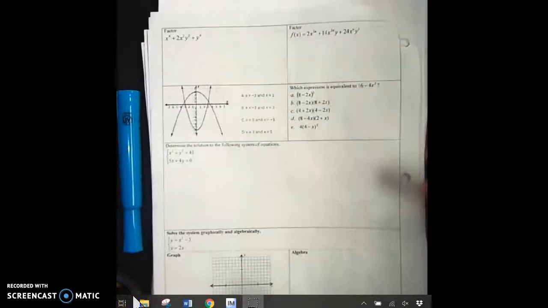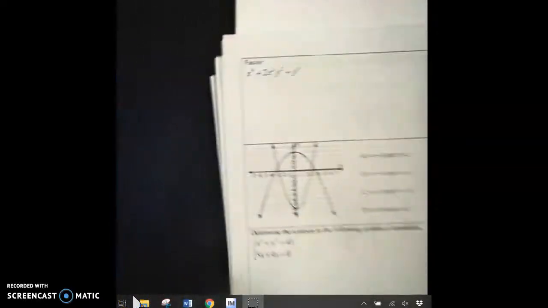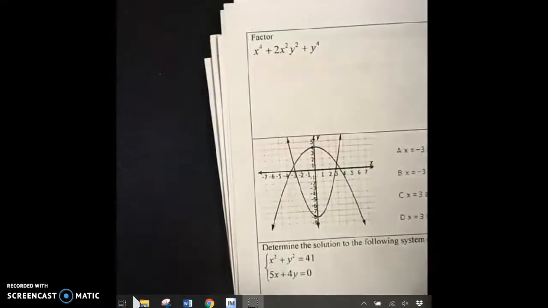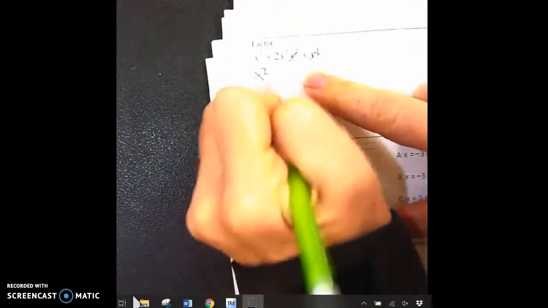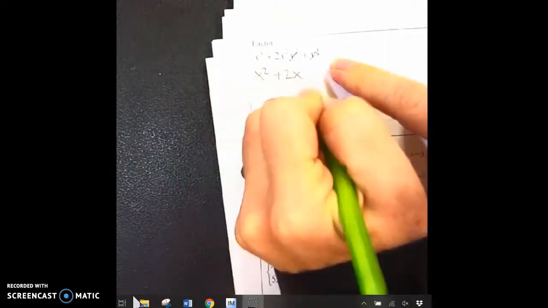Okay, it looks like we have more factoring. Let me zoom it in. So again, let me play the game. What makes this difficult? The fact that the y squared isn't there. So this is really like x squared plus 2x, but you have to put something there.